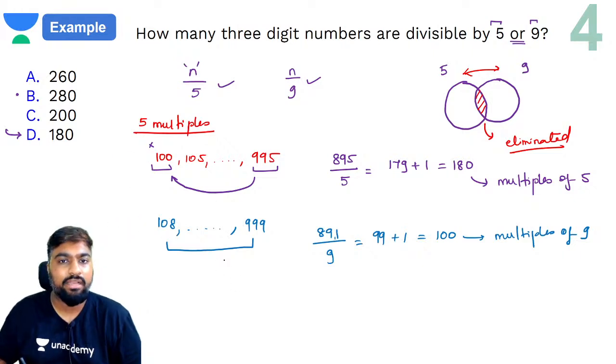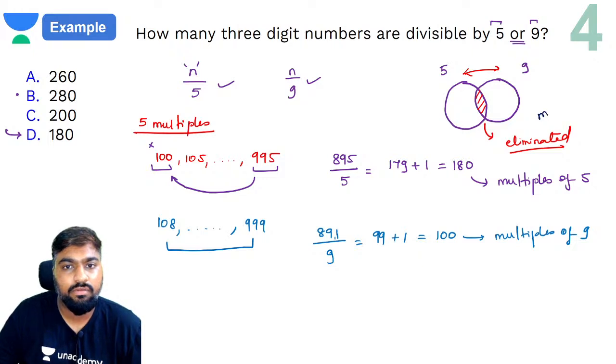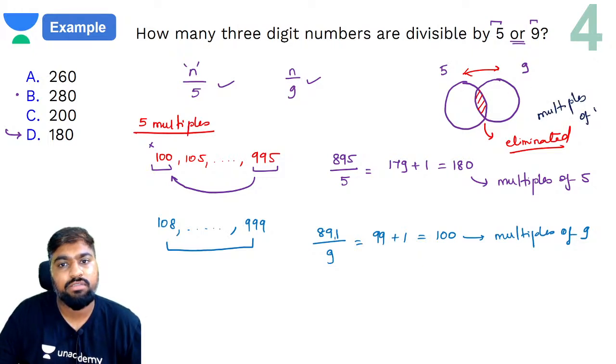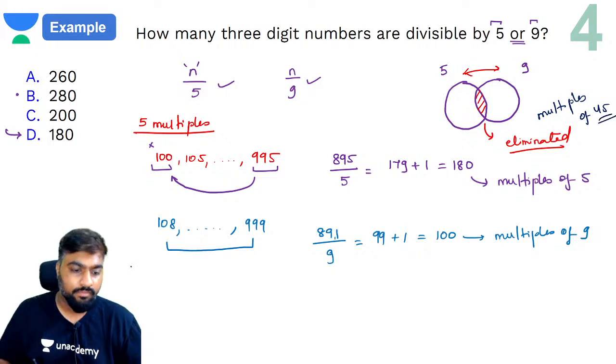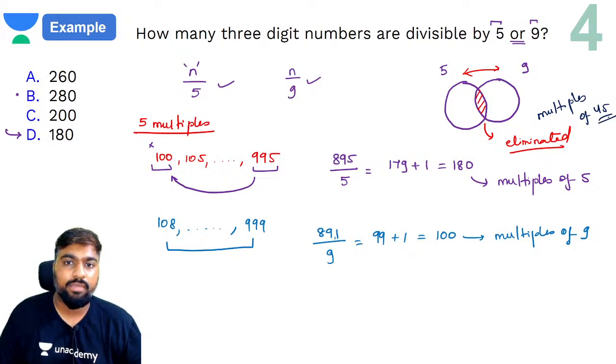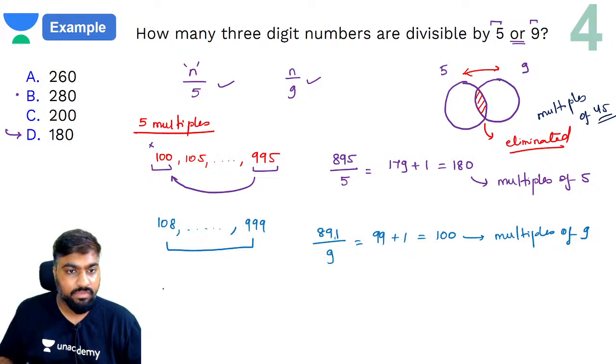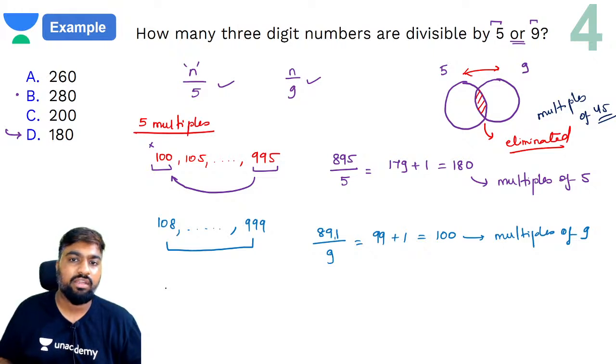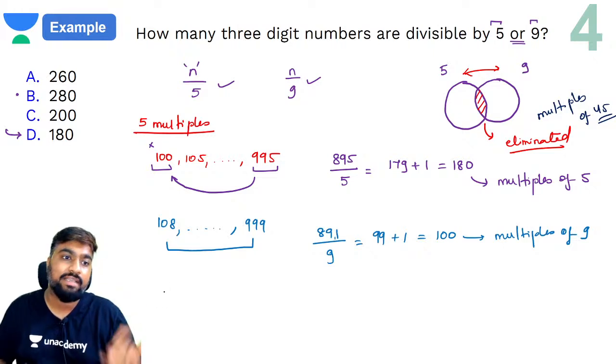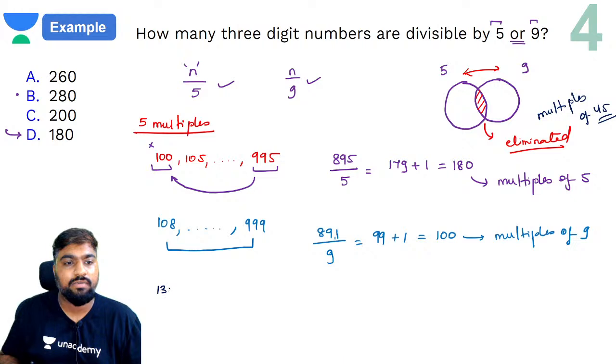So what do I have to eliminate? Eliminate multiples of both 9 and 5, that is multiples of 45. समझ रहे हो? You have to eliminate multiples of 45. Yes. What's the smallest number? 45 twice is 90, 45 thrice is 135. So smallest number is 135.